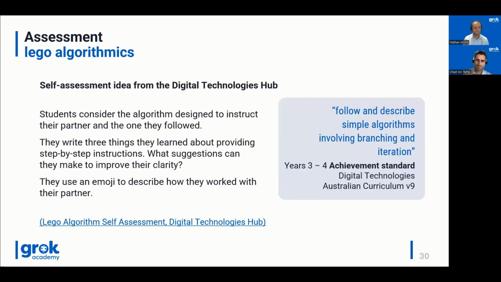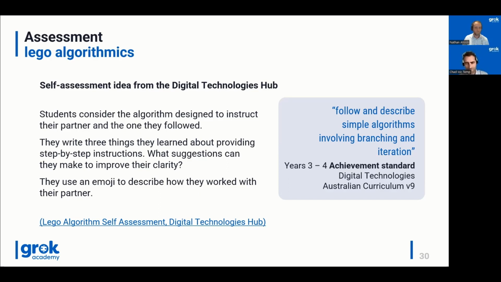We found this self-assessment idea on the Digital Technologies Hub. Students consider the algorithm designed to instruct their partner and the one they followed, and they write down 3 things they learned about providing step-by-step instructions. How could they make the instructions clearer? Some suggestions might be shorter instructions or really specific language, as we said before, like the 2x6 yellow Lego piece to distinguish it from the other two yellow pieces.